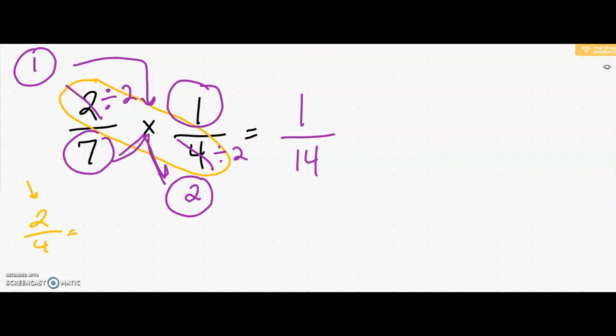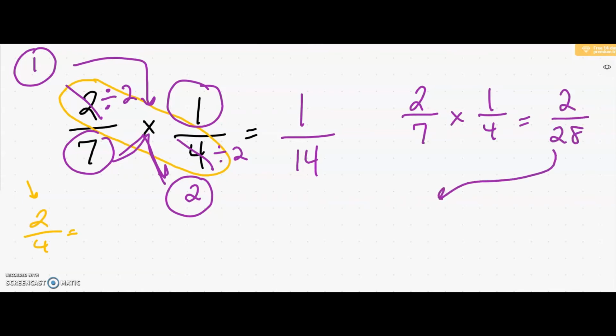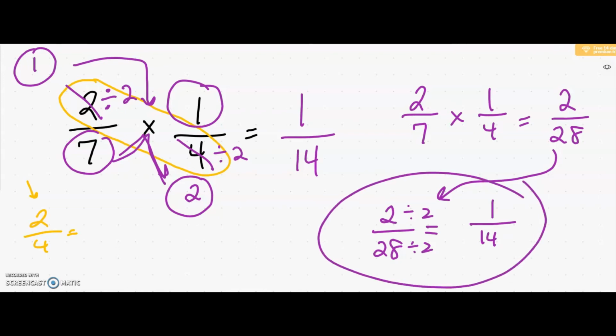If I didn't do it that way, I would have 2 7s times 1/4, which would give me 2 over 28. But then I would have to take that 2 over 28 and simplify it. And again, I would divide by 2. Half of 2 is 1. Half of 28 is 14. To me, that's too much work. I think this method will be better. You may not like it at first, but in the end, you'll say, yeah, you were right. It's easier.